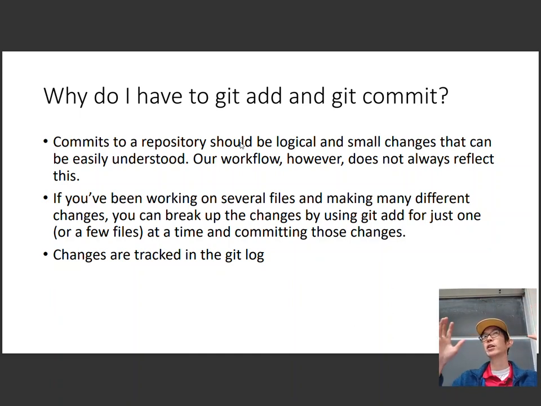You might want to say, all right, I've modified 5 files, but I want to be able to roll back each of these files individually. So you might want to create a snapshot for just one file, another file, and things like that. And so you can add files separately, commit those changes separately as well. And all of those changes are tracked in the Git log.